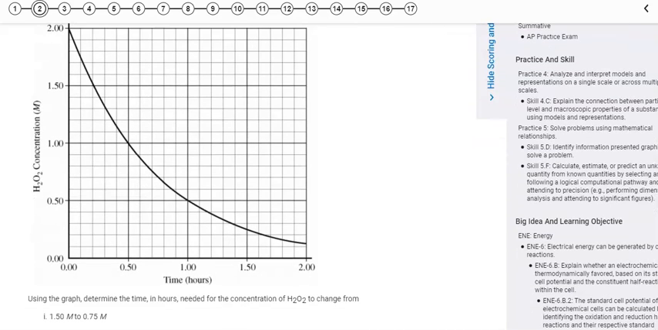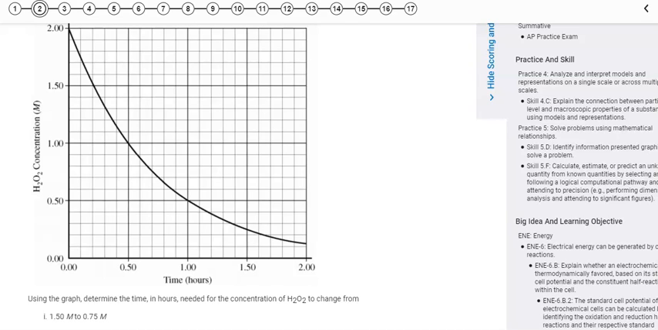Okay, so you can kind of take a look at that. So using the graph, determine the time in hours needed for the concentration of H2O2 to change from 1.5 molar to 0.75 molar. So what I would do is just learn how to read this graph. Each of the hours is broken into 10 parts. And so if you look at 1.5 molar on the vertical axis, it lines up with a time of 0.2 hours. Be sure you understand that.